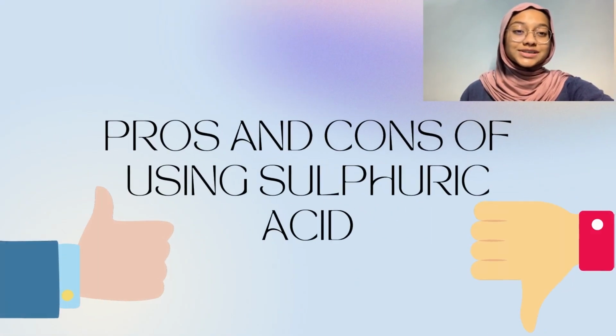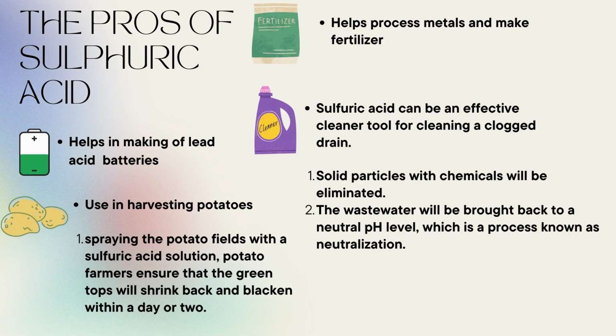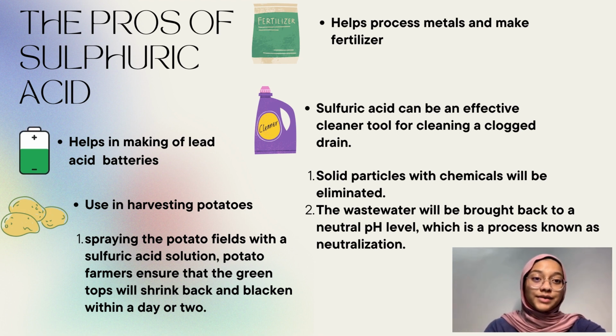Next, we go to the pros and cons of sulfuric acid. We start with the good one first, the pros of sulfuric acid. First, it helps in the making of lead acid batteries, which we usually use in cars. Second, it is used in harvesting potatoes. How? It's actually from spraying the potato fields with a sulfuric acid solution. Potato farmers ensure that the green tops will shrink back and blacken within a day or two.